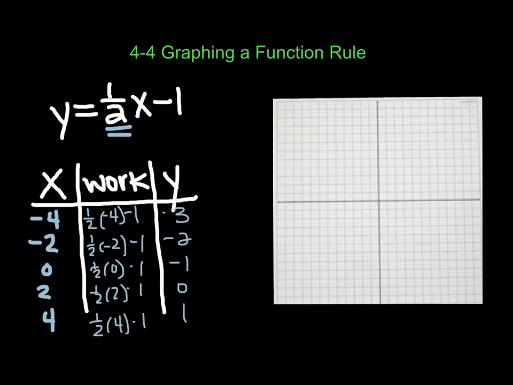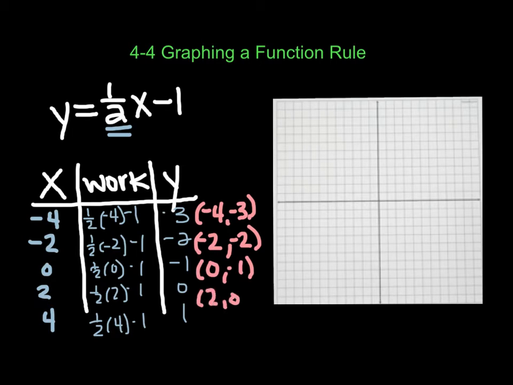And then you just take your x's and y's and you turn those into ordered pairs so that you can graph. So this ordered pair would be -4, -3. This x and y is -2, -2. This is 0, -1, 2, 0, and 4, 1. So just graph those on your coordinate plane.